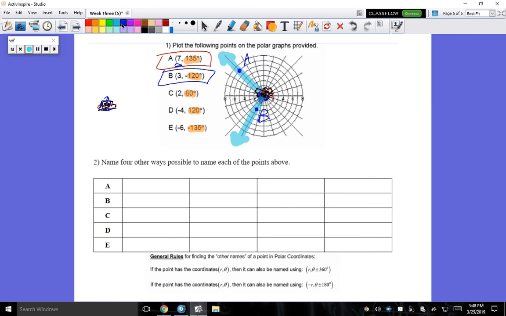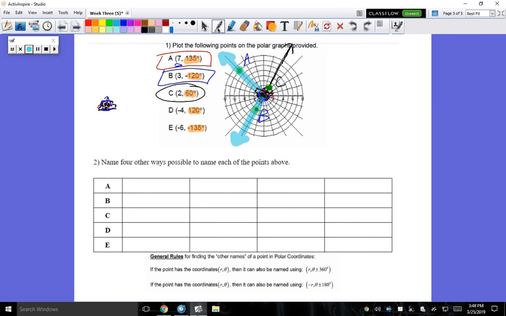Let's just fix it. C is going to face 60 degrees, and you're going to go 2 out. So C would be right there. So far we have A, B, and C.